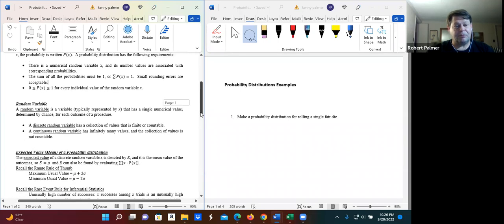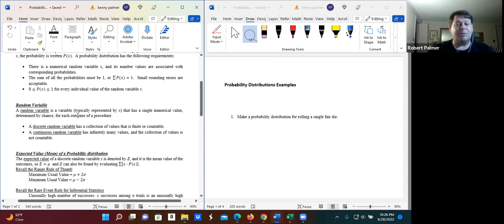Now, a random variable, typically represented by the variable x, has a single numerical value determined by chance for each outcome of the procedure. By random, we don't necessarily mean haphazard. It doesn't mean it can be anything. It's like in the case of rolling one fair die. The only possibilities are the numbers 1 through 6, but we don't know which one it's going to be. But we have a probability telling us what we expect for each face. That's what it means by random. It doesn't mean anything can happen, but of the outcomes that are available, we're not sure which one we'll get, though we'll have a probability for each.